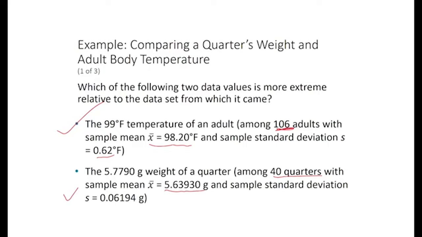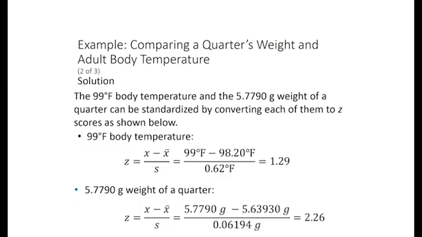We need to compare these 2 data values. Which of the two is more extreme? Keep in mind these are completely different types of data, with different sizes, but we can still compare them by using their z-scores. So we can compare 2 different sets of data by using their z-scores. That's the beauty of the z-score. Let's calculate the z-score for each of these.